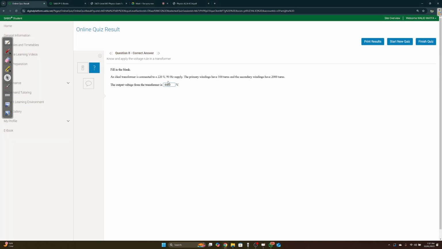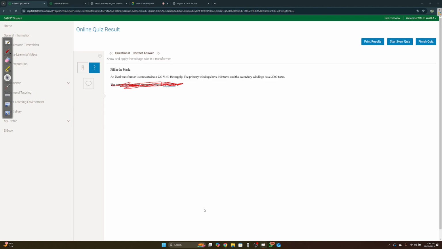Question 8. An ideal transformer is connected to a 220 volts, 50 hertz supply. The primary windings have 100 turns and the secondary has 2000. What is the output voltage? If they asked what is the frequency, because I remember seeing a question like this in a past exam, they asked what is the frequency.